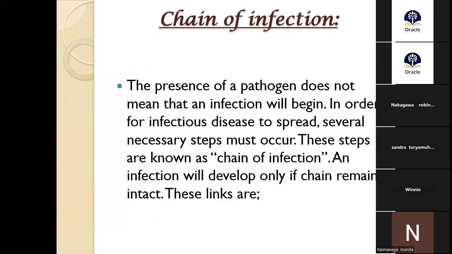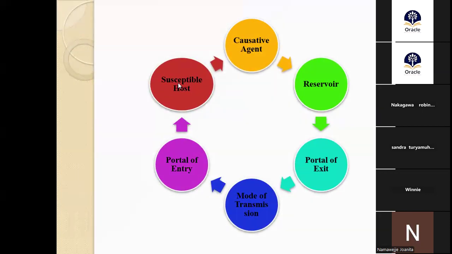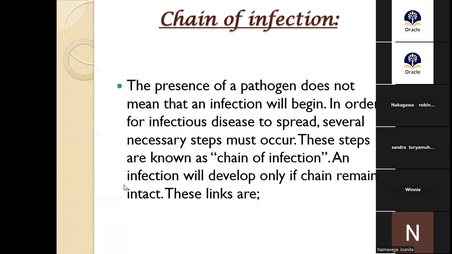So another important epidemiologic concept is what we call the chain of infection. The presence of a pathogen, if you find a pathogen in an individual or anywhere in an environment, does not mean that an infection will begin. You can touch a contaminated surface, but it doesn't mean you'll have an infectious process beginning. So in order for the infectious disease to spread, several necessary steps must occur. Those steps are what we call the chain of infection, the chain of transmission of an infection.